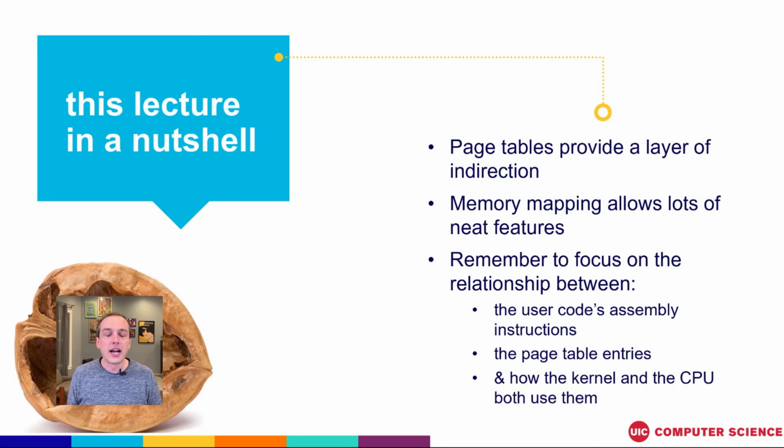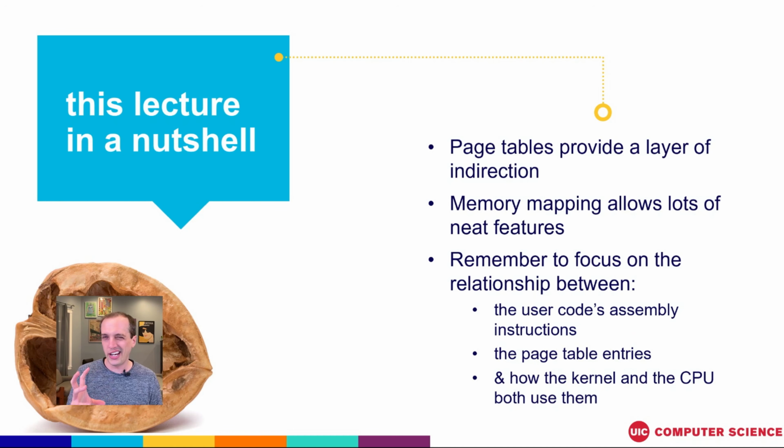So this lecture, and me in a nutshell, is looking at page tables as a way to provide a layer of indirection. And once we've added that layer of indirection, it allows a lot of other neat features to enable various things that we're going to see during the lecture today. Remember that this is the culmination of a lot of other concepts and a lot of other moving pieces within this whole concept of virtual memory.